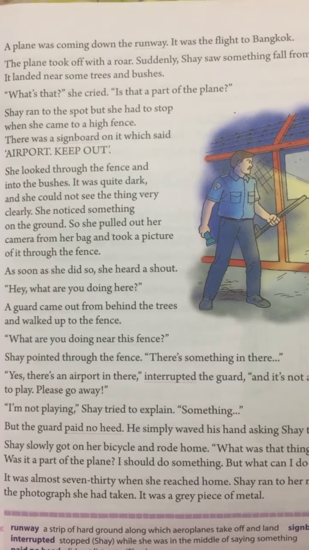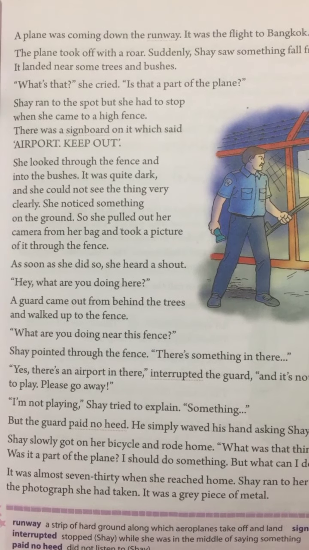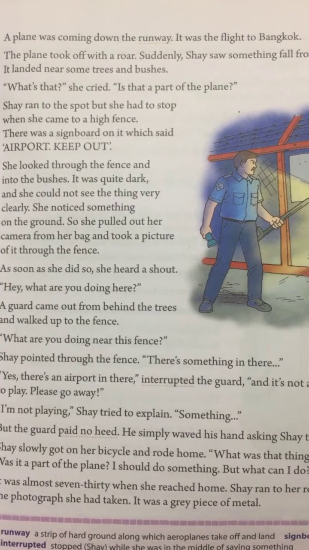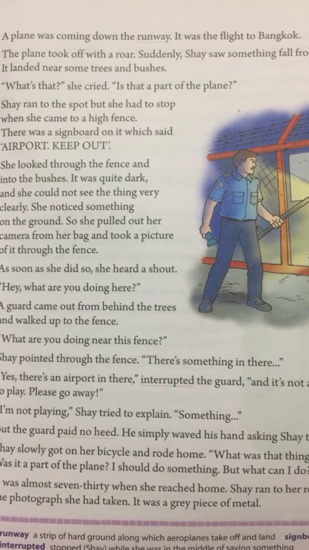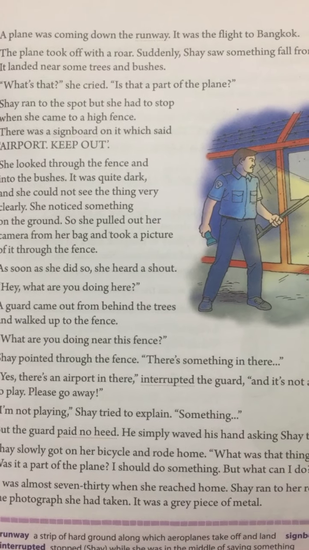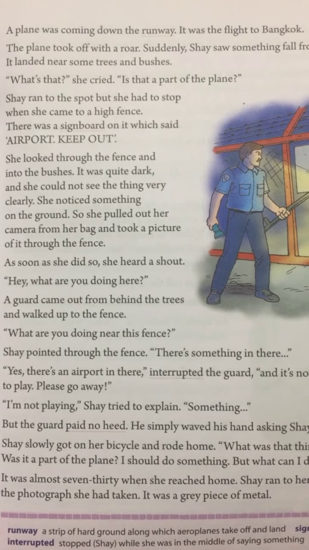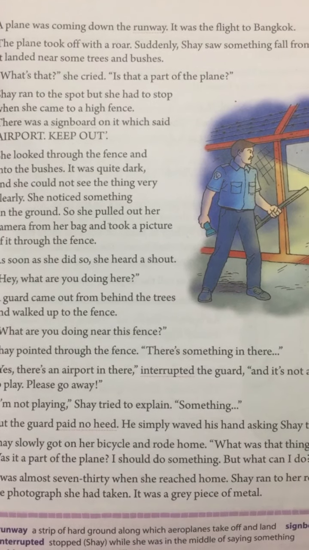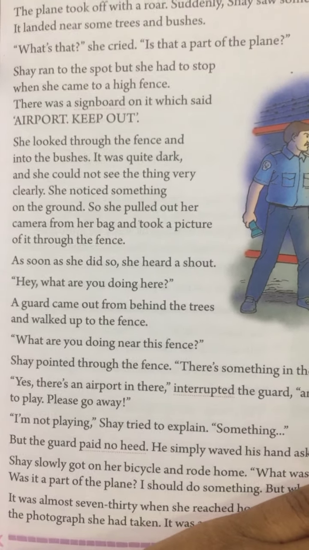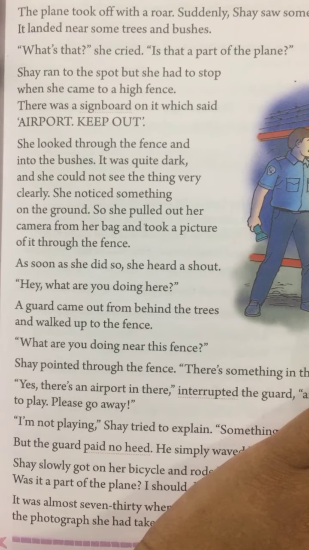And she was waiting for another flight to take off. And she saw a plane coming down the runway. Where was the plane to? It was a flight to Bangkok. Okay, then what did she hear? She heard a roar sound when the plane took off. Suddenly, she saw something had fallen from the flight. And where did it land? It landed near some trees and bushes near the runway.